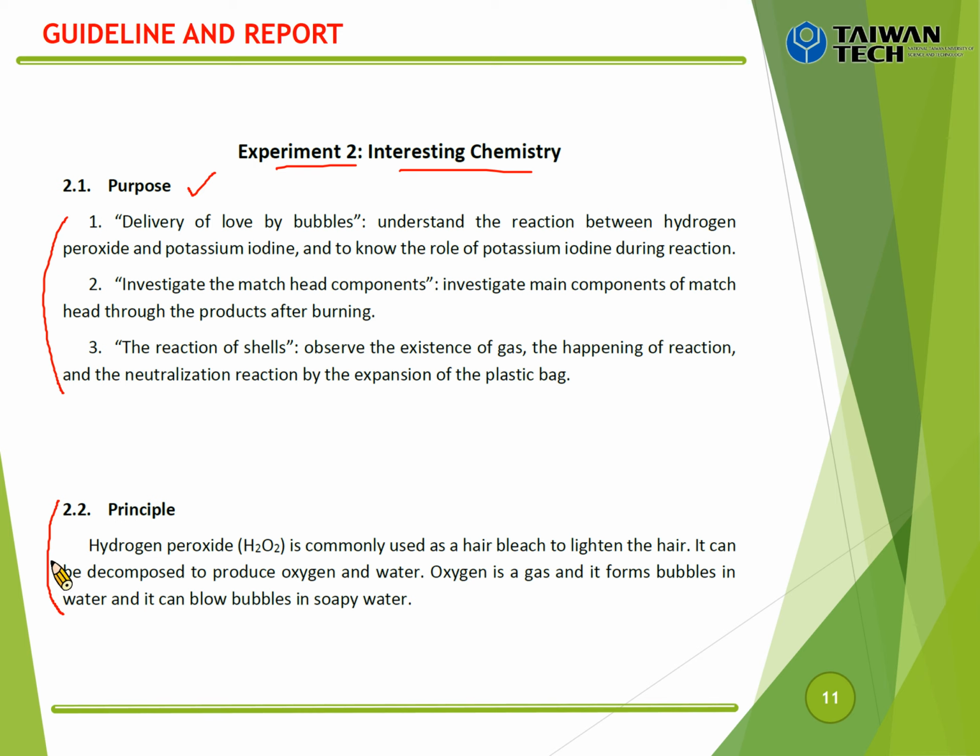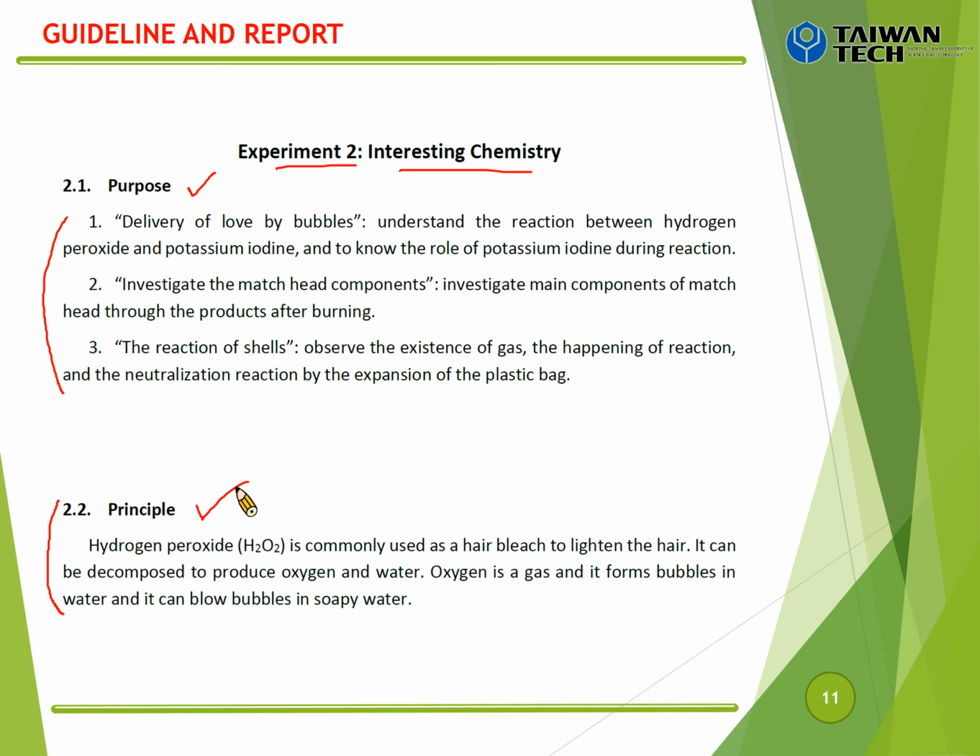The second one is the principle. Principle means that I provide some knowledge, some information that you need to know for that experiment. Because if you don't know the knowledge, you don't know the principle, you do the experiment and you don't understand anything. So this part you should read, and then you can understand what you do and you can answer the question in the post lab report.